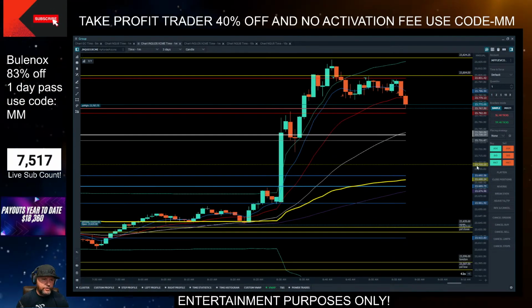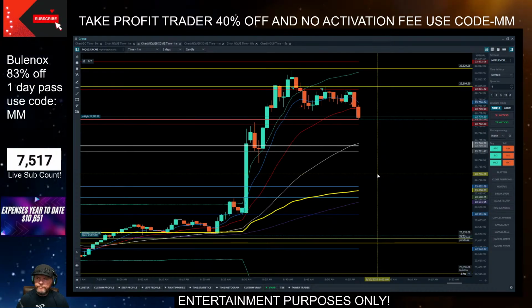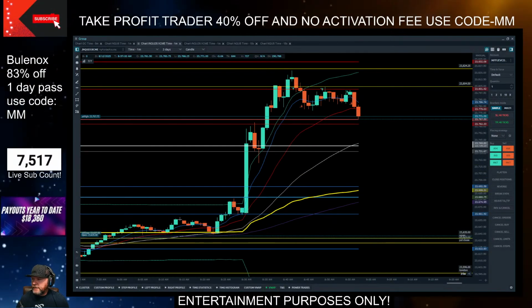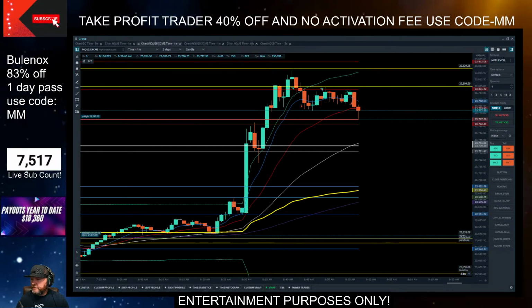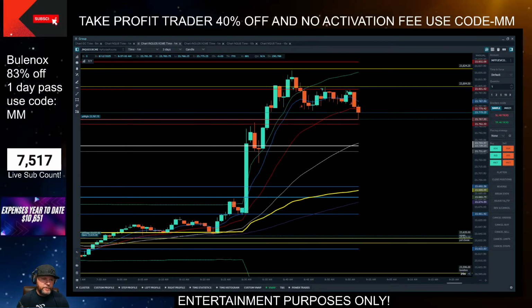Rebalancing that 2-minute gap there. Kind of looking like it wants to test that 755 area, potentially.